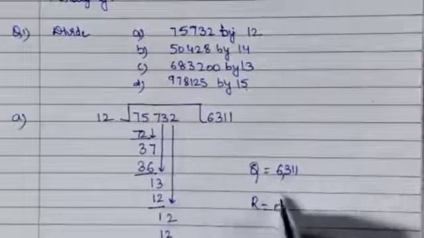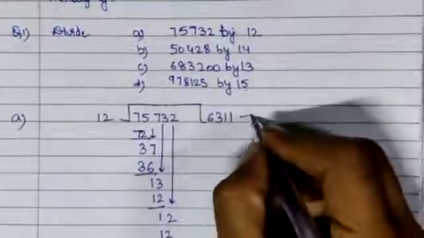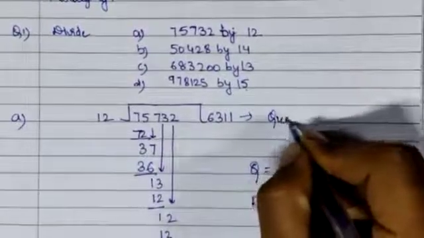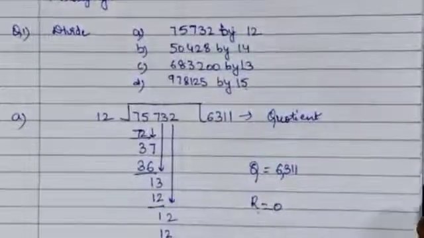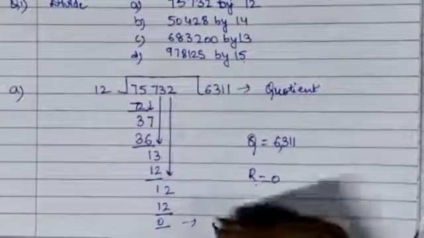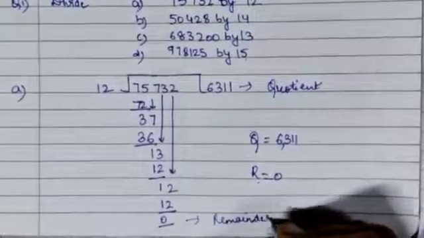Now every time you will write the quotient and the remainder. Now this is your quotient and this is your remainder. Clear?